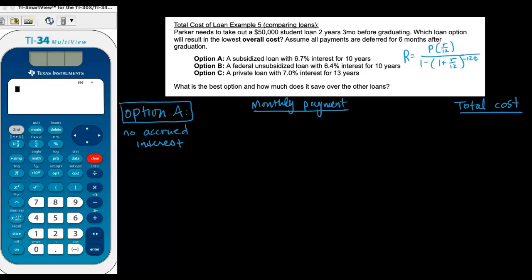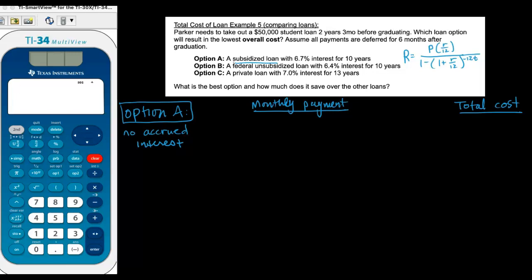So we're going to first look at option A, which is a subsidized loan. And you might remember that a subsidized loan is a loan where the government pays the interest. So I just wrote down here, no accrued interest, so we don't have to figure that part out. This will be the easiest one, option A, less work in terms of calculating.